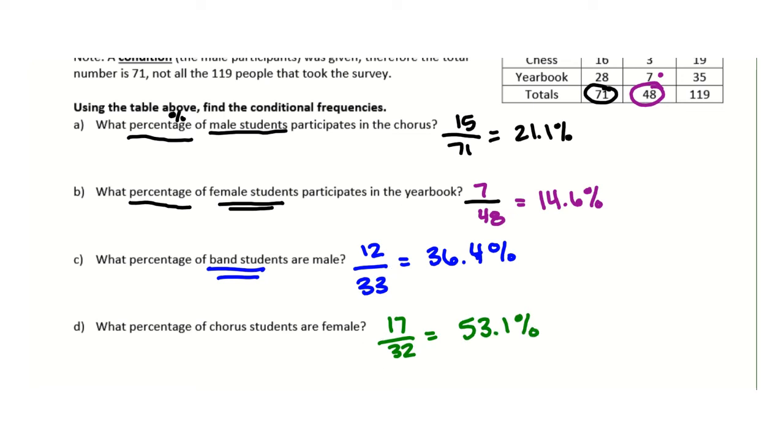So all four of these examples are conditional frequencies, and that is because they come with a condition.